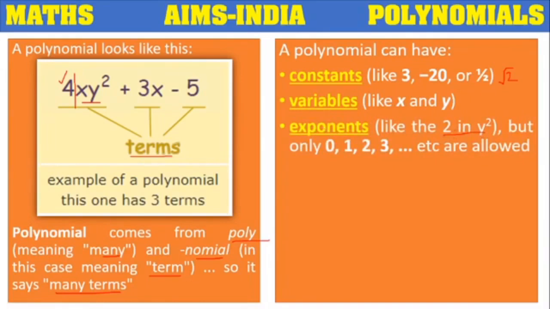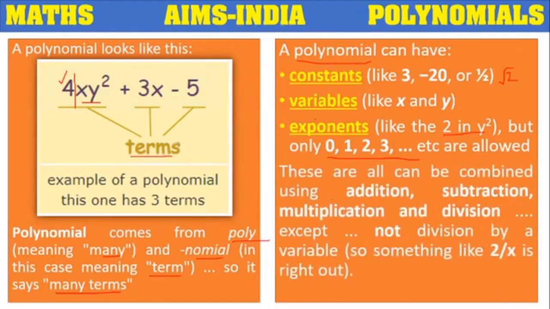But here, one condition is very, very important. A polynomial can contain exponents, but the condition is that only these numbers are allowed: the numbers like 0, 1, 2, 3, and so on. Only those numbers are allowed. It means the exponent can take only the values of whole numbers or non-negative integers. Only those are allowed.